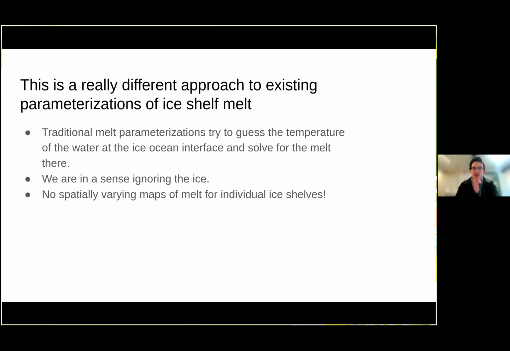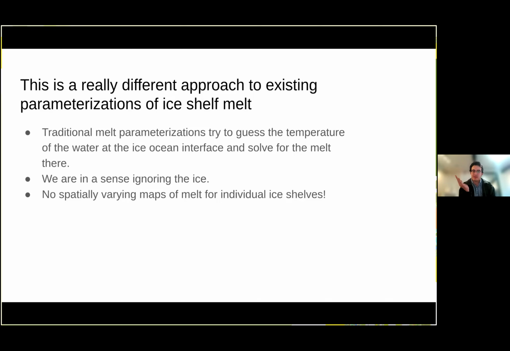It's worthwhile to take a moment to talk about how this is really different from existing approaches to parameterizations of ice shelf melt. Here we're trying to guess melt based only on the transport of heat into the cavity. So you can imagine we don't care about anything that happens inside of the cavity, and we're not even trying to guess it. All we're saying is that the heat transported into the cavity by this boundary current is going to be used up for melt, and we're going to see meltwater come out in the top layer. That's really different from traditional parameterizations that try to figure out what the temperature of the water is at the ice-ocean interface and solve for the melt there.